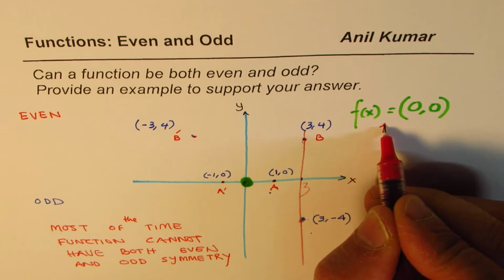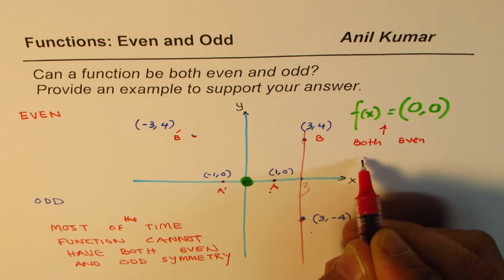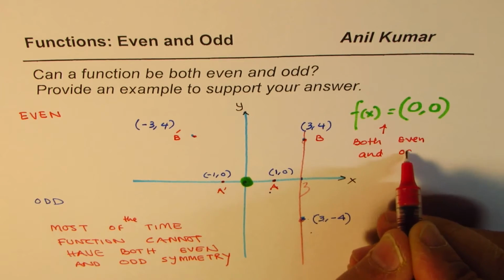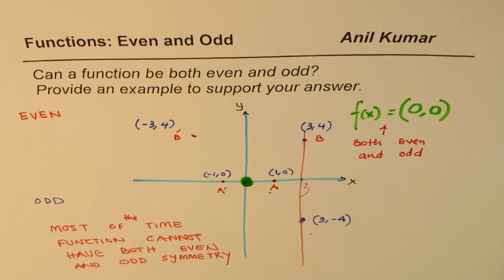So this function is both even and odd. Do you see that? So this function is both even and odd, and therefore that becomes an exception, right? So that is one way we can find even and odd functions, right?